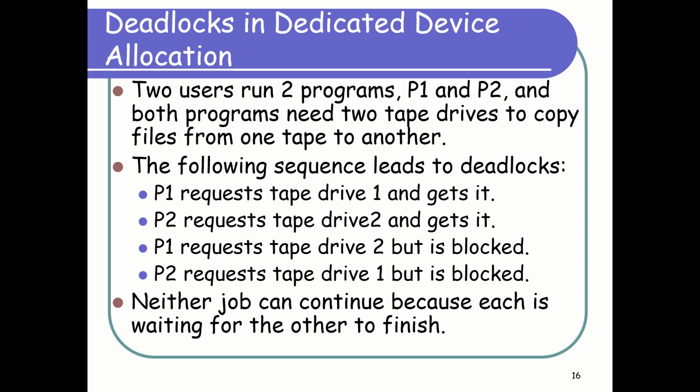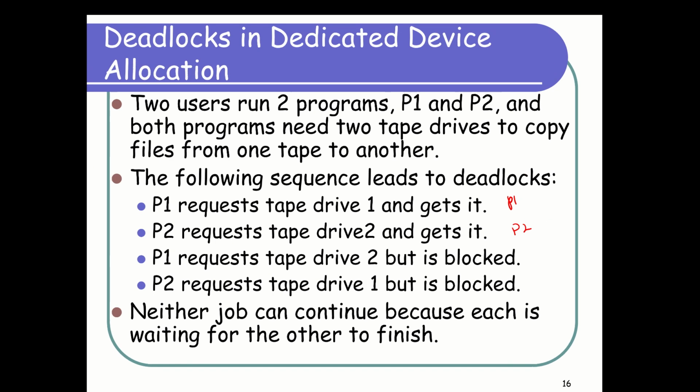Okay, deadlocks in dedicated device allocation. Two users run two programs, P1 and P2, and both programs need two tape drives to copy files from one tape to another. A tape drive is like a solid state drive or hard disk drive. The following sequence leads to deadlock. P1 requests tape drive 1 and gets it. P2 requests tape drive 2 and gets it. P1 requests tape drive 2 but it's blocked.